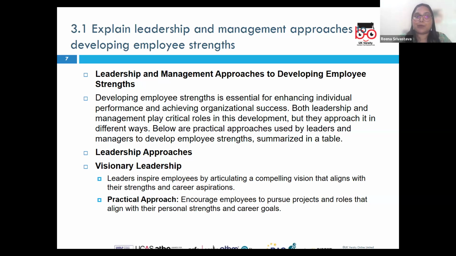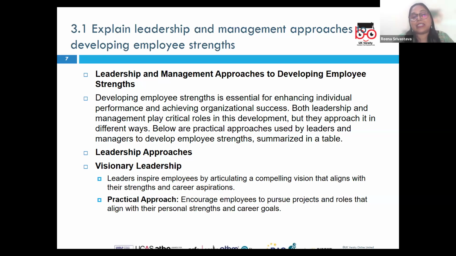When we're talking about the leadership approach, the first way is visionary leadership, through vision and inspiration. Leaders inspire the employee by creating a compelling vision for the future, and then they try to align the strengths of the employee with the organizational vision. In this process, they help the employees see their own unique abilities and how those abilities contribute to the broader goal of the organization.